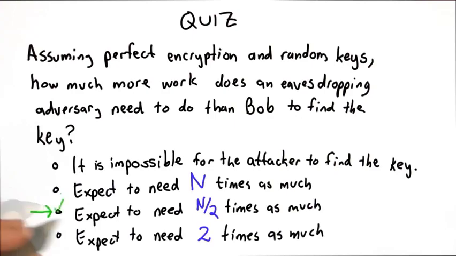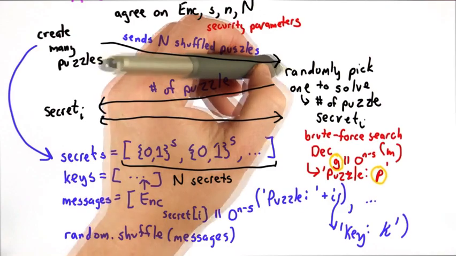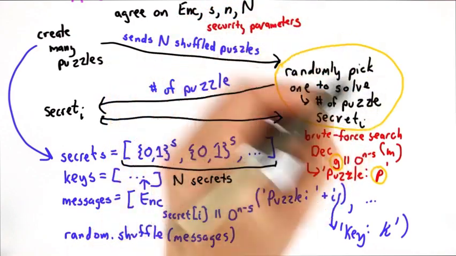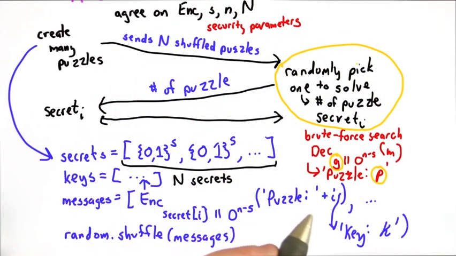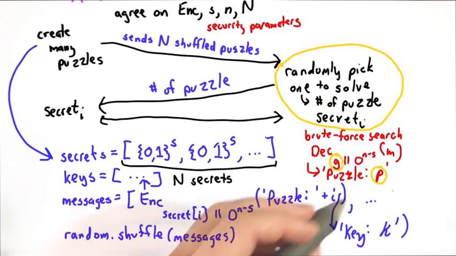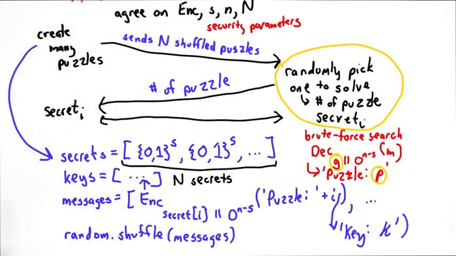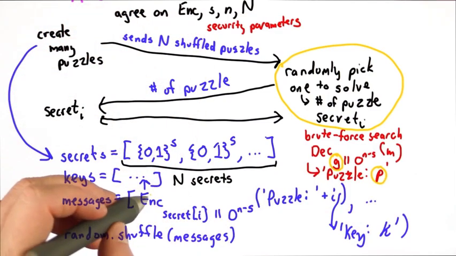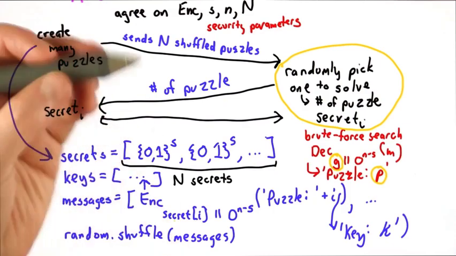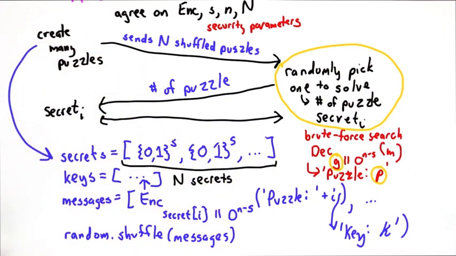The answer is that the attacker would expect to need n over 2 times as much. The reason for this is because of this step. Bob randomly picks one of the puzzles and solves just that puzzle. Once Bob has solved it, he sends back the number of the puzzle that he solved, which was part of the puzzle, to Alice, and that establishes the shared key. An attacker can hear that number, but doesn't know which of the encrypted messages corresponds to that. So the attacker would need to try and break all of the encrypted messages and would be expected to find the one that matches the one that Bob picked after trying about half of them.